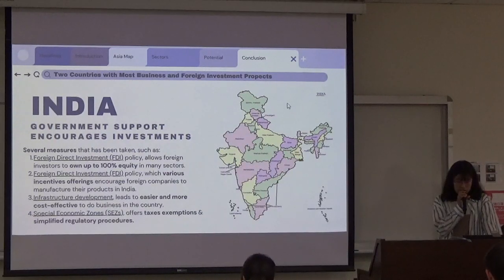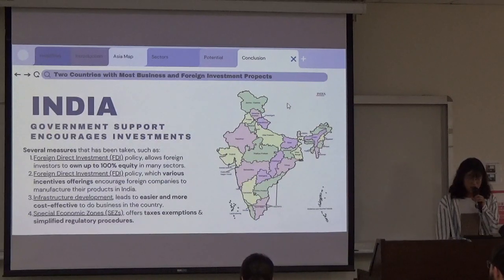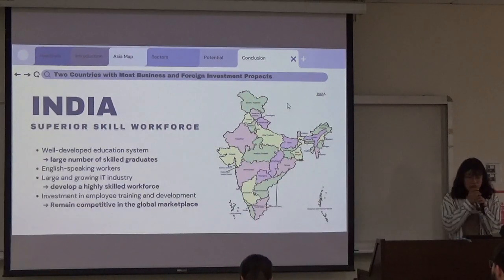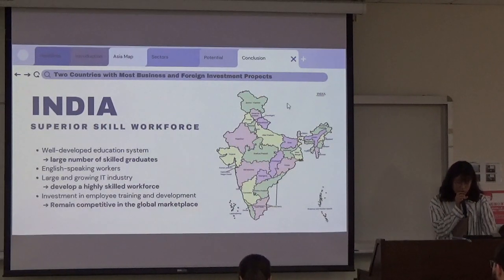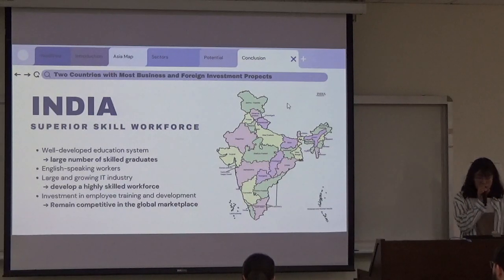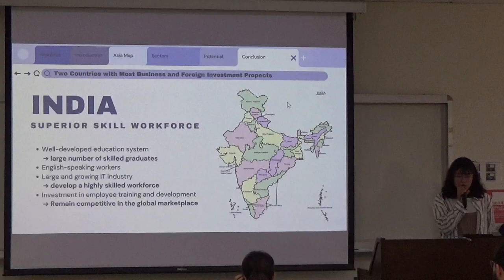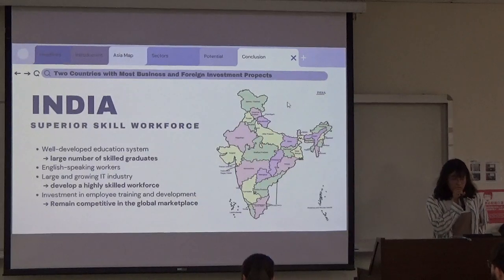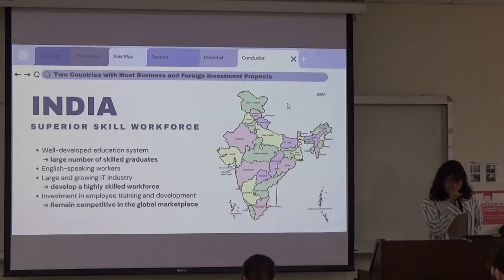And the last but not least is the special economic zones. It offers tax exemptions and simplifies the regulatory procedures. The last one is a superior skilled workforce. India has a well-developed education system which leads to a large number of skilled graduates, and also among the workers in India, most of them are English-speaking workers.